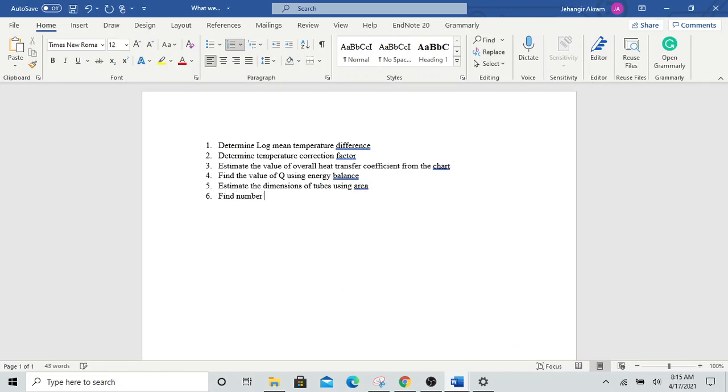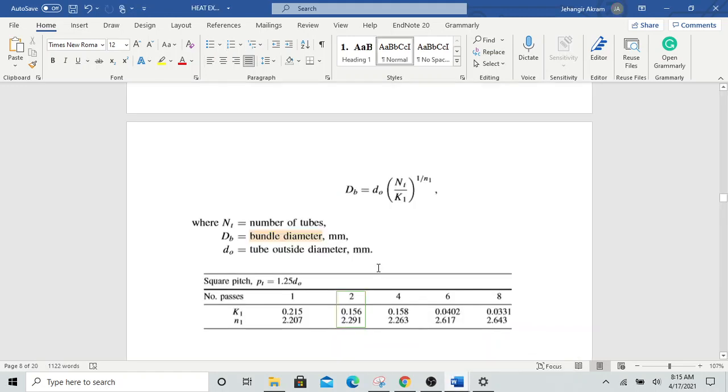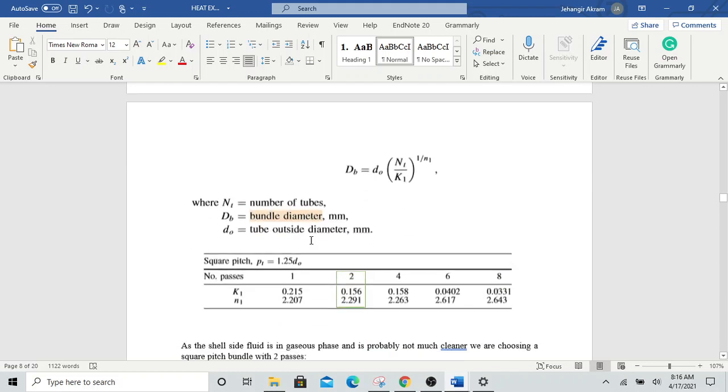Find number of tubes. After we have found the number of tubes, we will determine our bundle diameter. What is meant by bundle diameter? Bundle diameter is the diameter of the bundle of all the tubes, which is inside the shell and is in the form of a bundle, if you know what I mean.